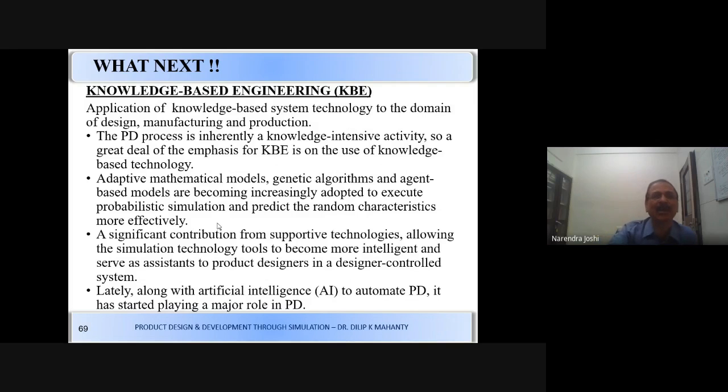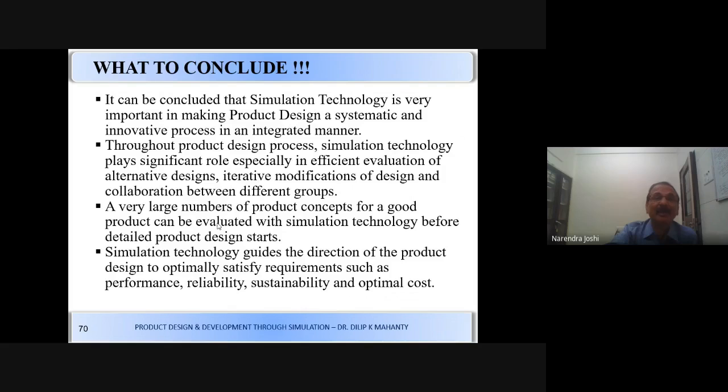Next is KBE, knowledge-based engineering. The product development process is inherently a knowledge-intensive activity, so a great deal of emphasis on knowledge-based engineering is important. Adaptive mathematical models, genetic algorithms, and agent-based models have become important things. Lately, along with artificial intelligence to automate PD, it has started playing a major role in product development. So KBE is important for us.